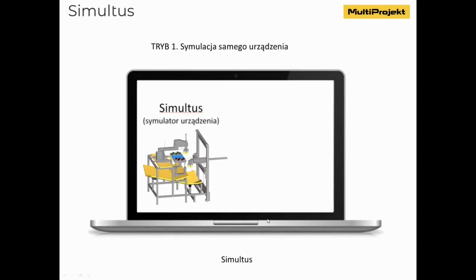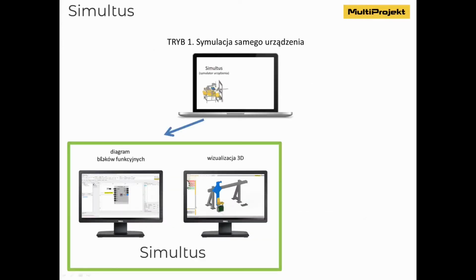The first mode is the one in which we simulate the operation of the device only. The entire program of action is included only on the simulation diagram. In this mode, we can use 3D visualizations. If there is no such need, we can use the function block diagram only. In this case, Simultus will perform only the calculations. The results can be observed on charts or tables. No additional hardware is required to use this mode.